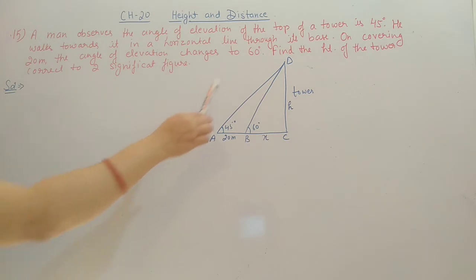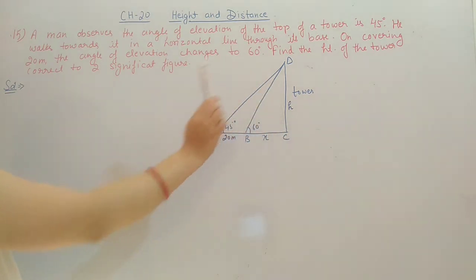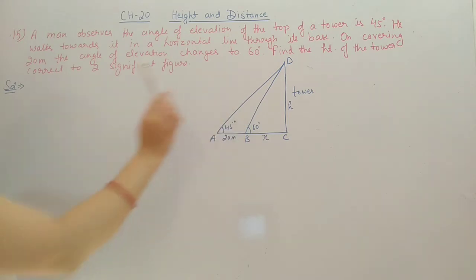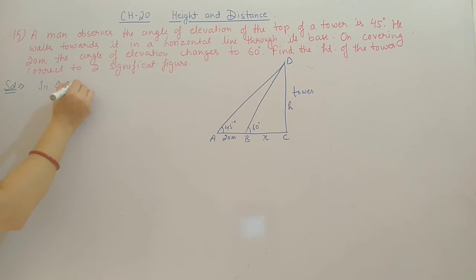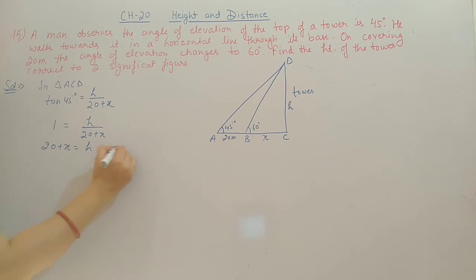So here we have two triangles, triangle ACD and another triangle BCD. Two right angle triangles are there. So one by one we will take each triangle. First we will take triangle ACD. tan 45 is equal to height by base, and the base is here 20 plus x. tan 45 value is 1, so we have h by 20 plus x, or we can write 20 plus x is equal to h. This is our first equation.